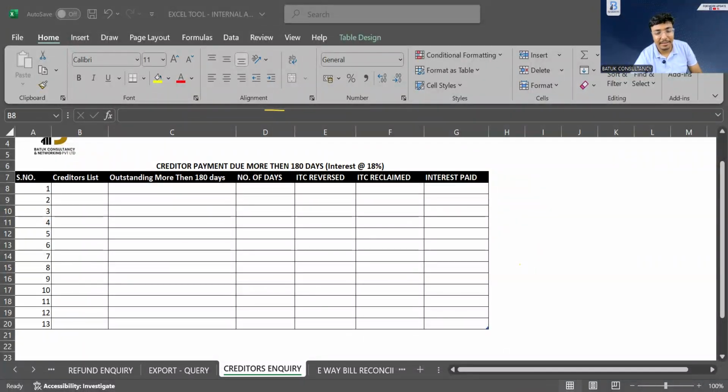Yes, Sunil sir, definitely. Next, e-way bill reconciliation. That reconciliation is also very important.